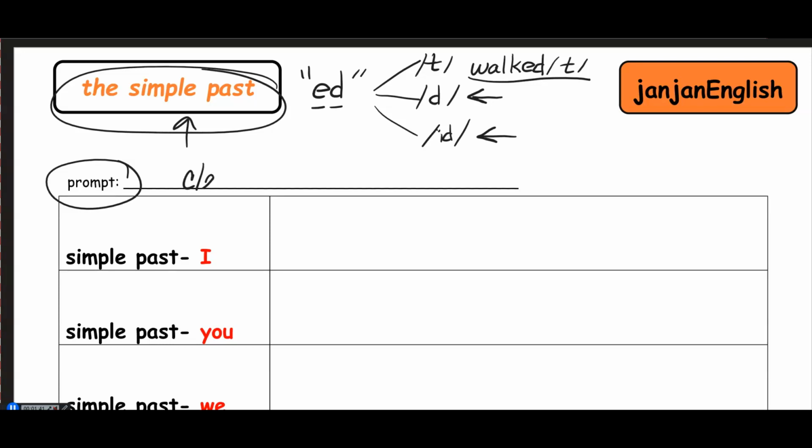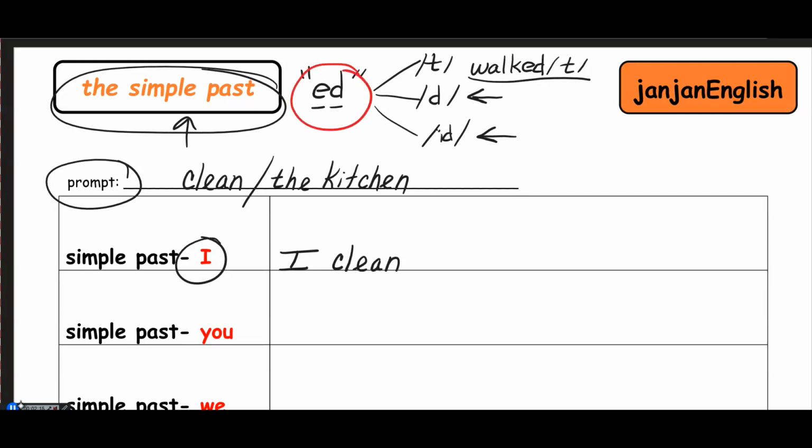C-L-E-A-N. And what do we clean? We clean, how about the kitchen? Clean the kitchen. All right, first person is I, or the I pronoun. So how do we write the past tense? I, C-L-E-A-N, and then we take the ed and it goes on the end of the word.